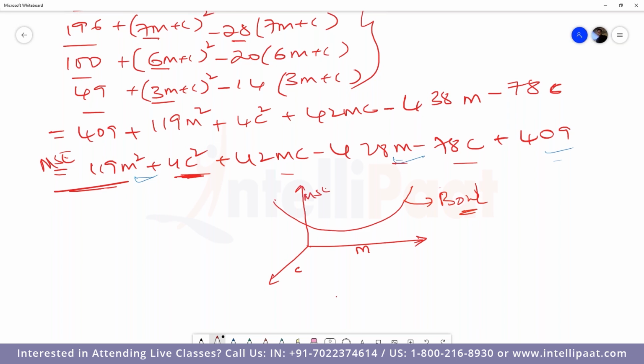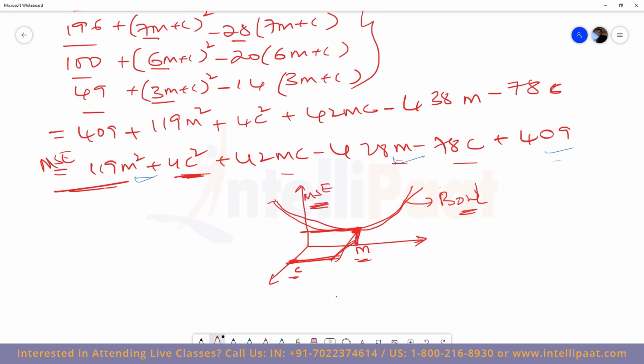On one side you have M, on the other side you have C, and on the y-axis you have MSE. This whole thing is more or less like a three-dimensional parabola, like a bowl. What we are trying to identify is a particular value of M and the corresponding value of C where your MSE is minimum. There is one specific point where M and C give you the lowest MSE. We are going to try and find that.